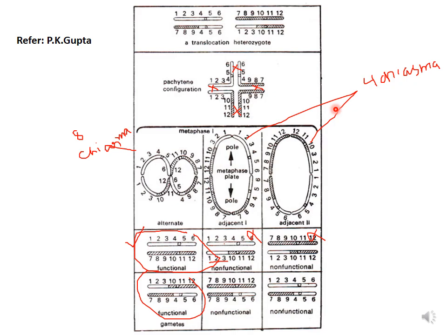This ring is formed because of 4 chiasmata, and we can observe them under the microscope if we make a slide of Rhoeo or Tradescantia. We have seen the rings also in class. We also discussed in the previous lecture that out of the 3 orientations, only the alternate orientation of chromosomes forms viable gametes, while non-viable gametes are formed in adjacent 1 and adjacent 2 orientation because of duplication and deletion of genes. So please refer to part 1 of the translocation lecture.